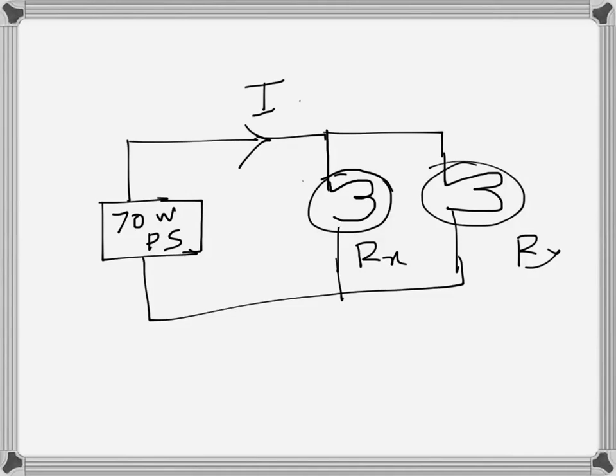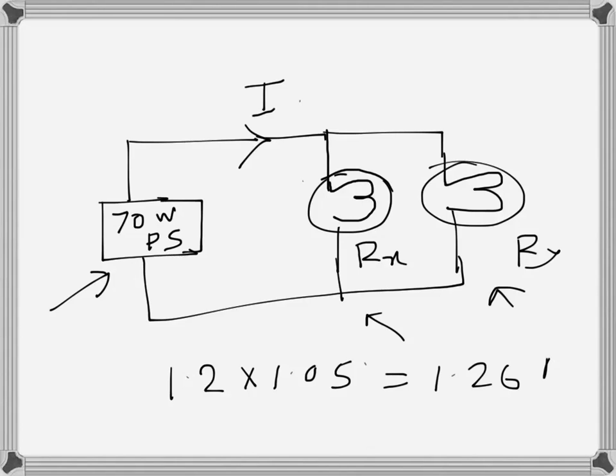So the power supply is of 70 watt, and we have to use two different bulbs of different resistances, and the allowed current is 1.2, but 5%, it can be even more, 5% more. So we'll just see like that. So with 5% more, this is the maximum allowable current, 1.26 ampere.